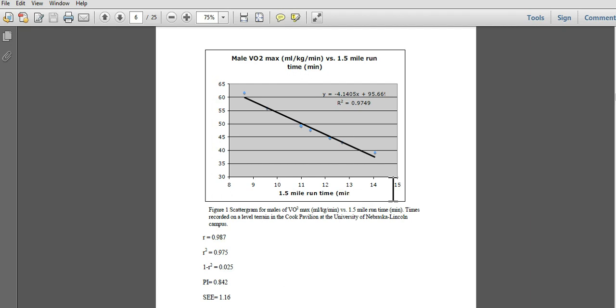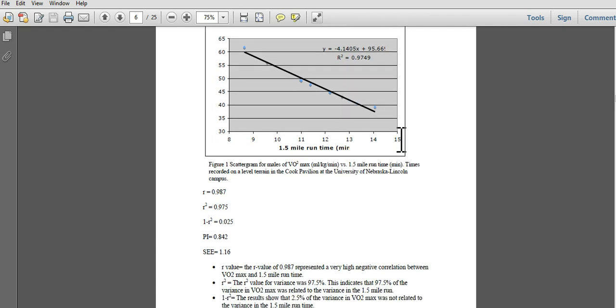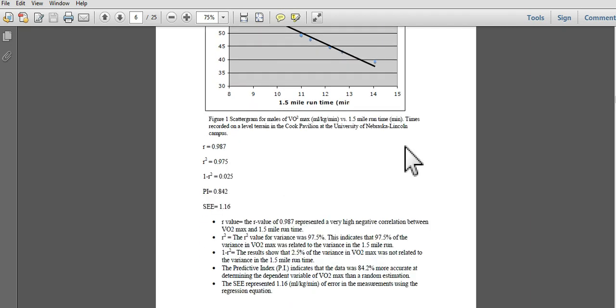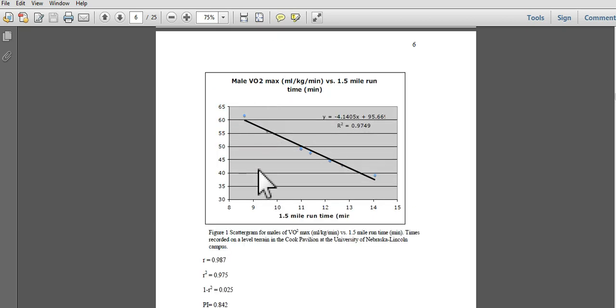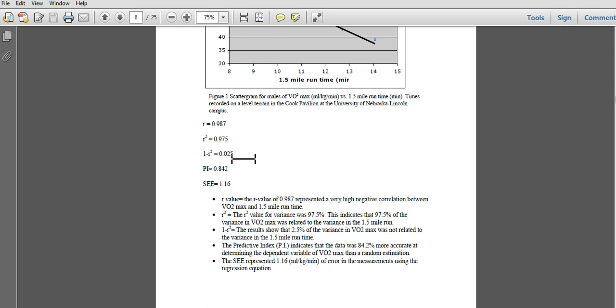It's actually very simple. Okay, under the graphs, this is how I want you to explain what's going on. Okay, so you can put the explanation of the graph under the graph. So, Figure 1, scattergram for males versus 1.5 mile run times. It seems a little bit redundant, so if you don't put that and you have a good explanation in the title, I won't mark points off. Okay, these are the values that you're going to need to get: r squared, 1 minus r squared, pi, and SEE. Okay, I'll show you how to get those in another video.